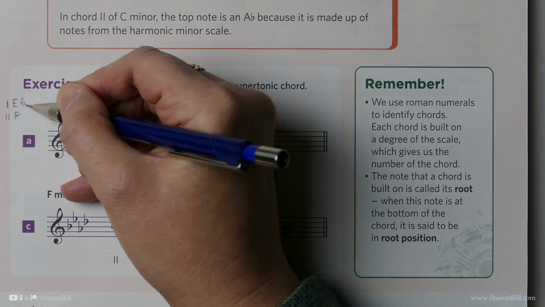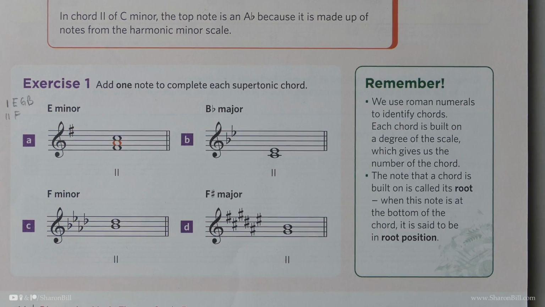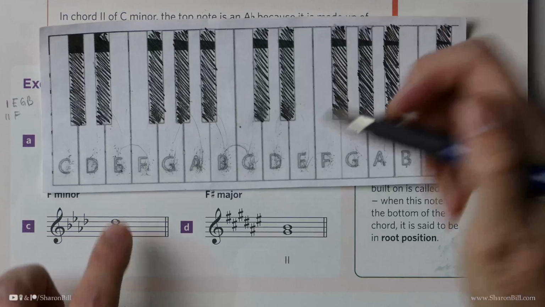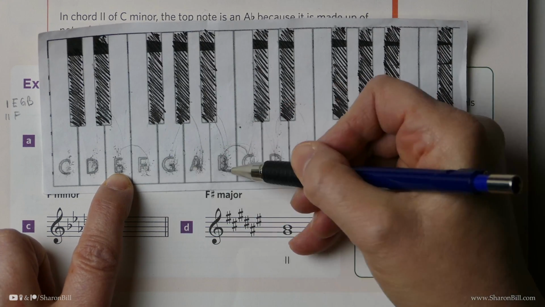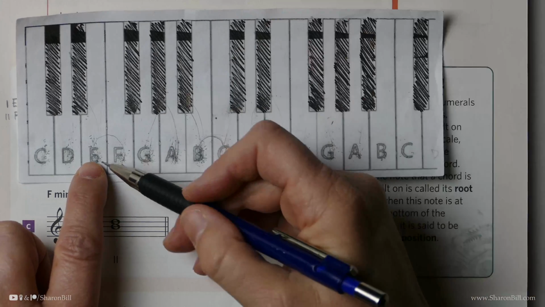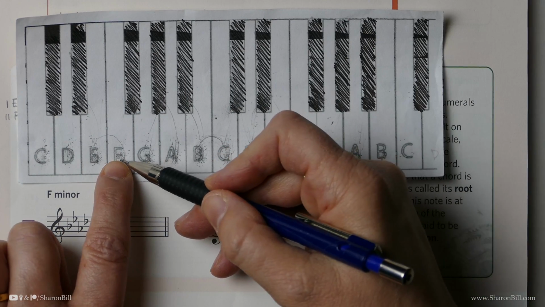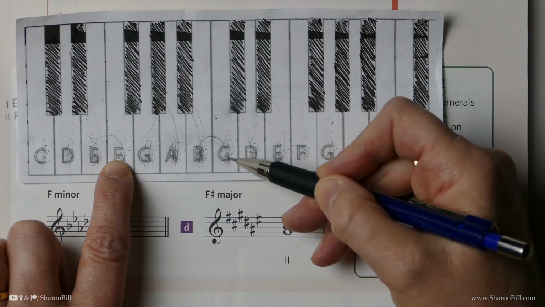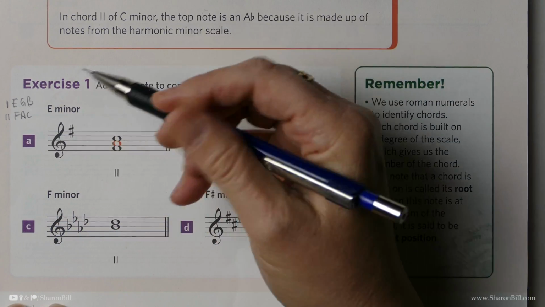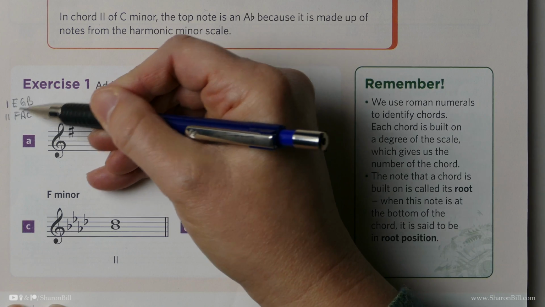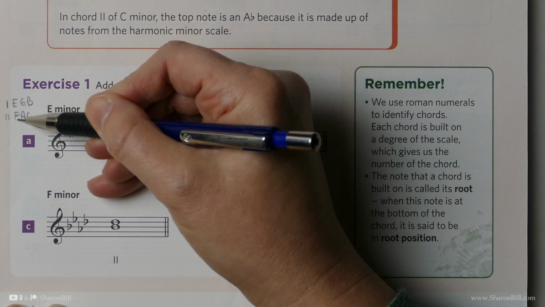E, G, B, it might help if you just picture that 1, 3, 5, E, G, B. And then the second degree of the scale is F, and we build up 1, 3, 5, F, A, C. And of course, because these are next door notes, we can see it goes E to F, G to A, B to C, because they're all next door notes.